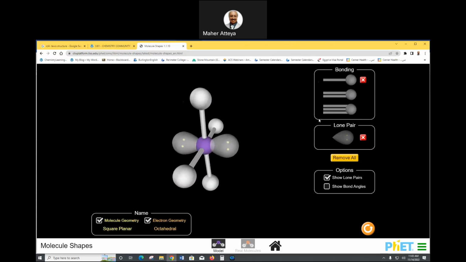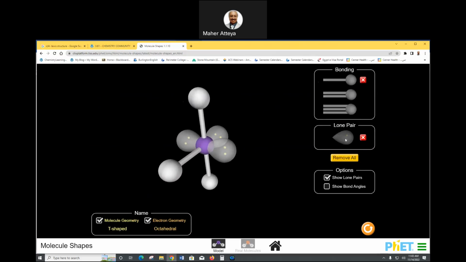And add one. This is polar. Move one, put one, add another one. This is polar. Anytime I have a lone pair, the molecule will always be polar, regardless. Anytime I have a lone pair present, the molecule will be polar, correct?